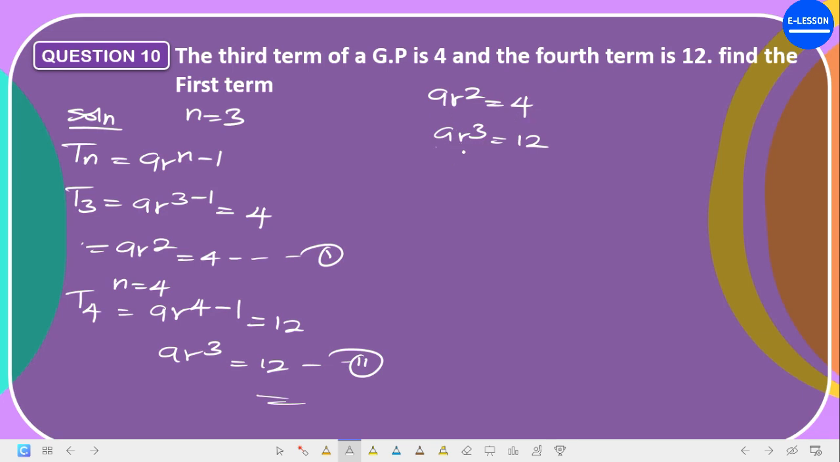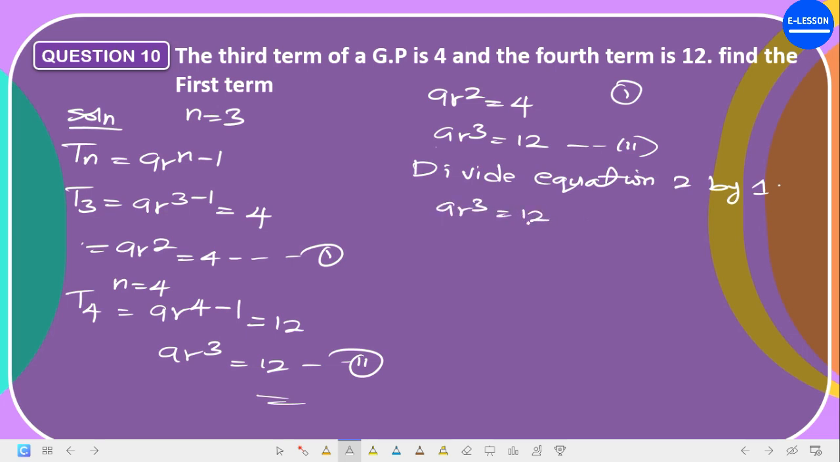Now how do we get the common ratio? Let's divide equation 2 by equation 1. If you divide equation 2 by 1, this gives us ar^3 is equal to 12, divided by ar^2 is equal to 4.